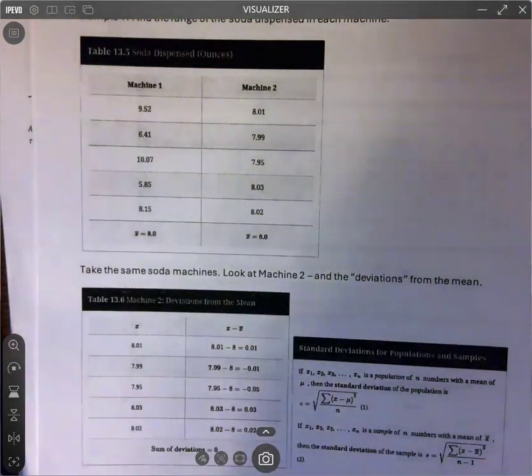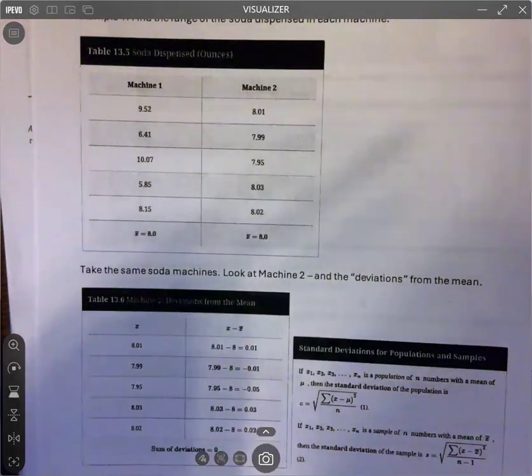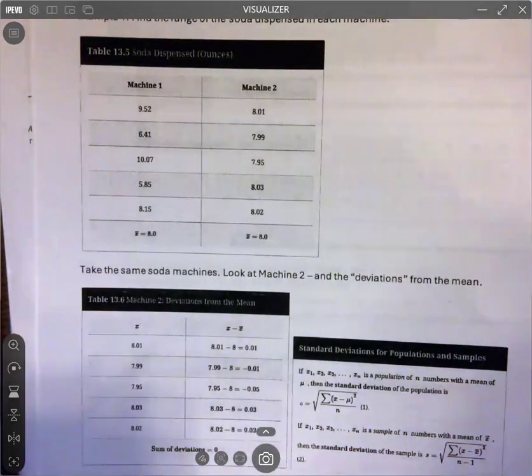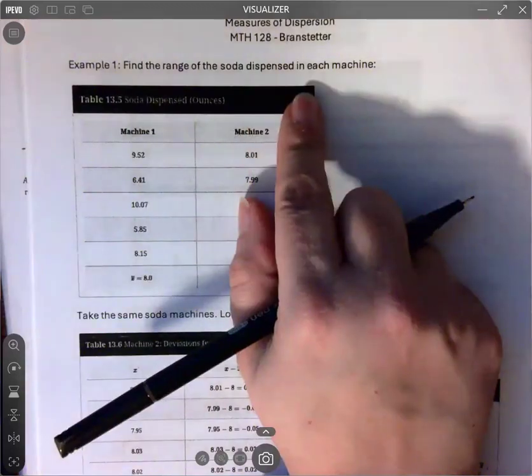Hello and welcome to lesson 13.2. We're going to start out with finding range and then move to finding standard deviation. Range is the largest minus the smallest. So we have two different machines here and they represent soda dispersed.